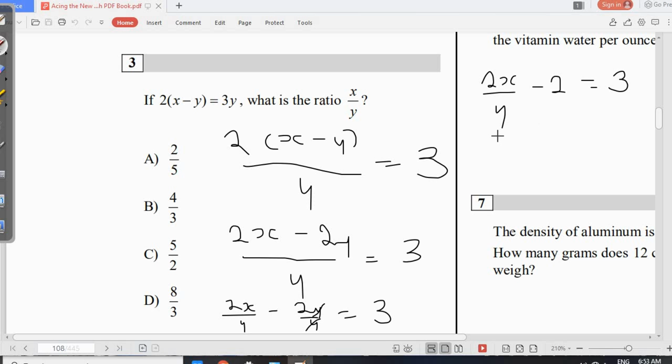So move the minus 2 to the other side. We'll be having 2x over y equal to 3 plus 2, which is 5. Then this 2 here goes to the other side. We have 5 over 2. Remember this is 2 times, so when it goes to the other side it becomes 5 divided by 2. So this is it. X over y equal to 5 over 2. So that's our answer, C here. Let's move on to the next one.